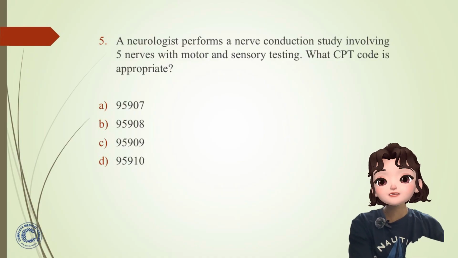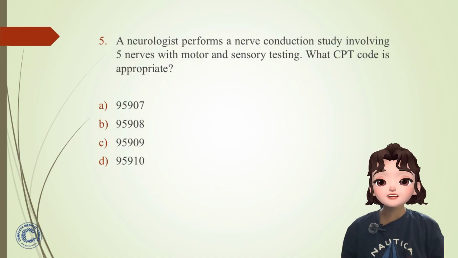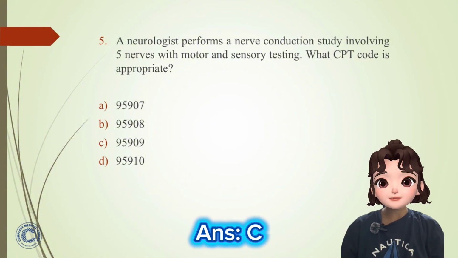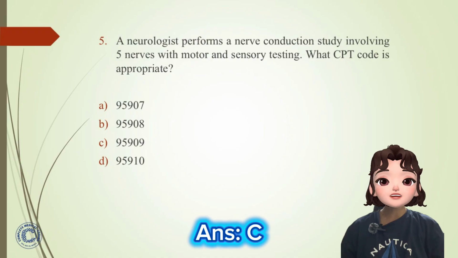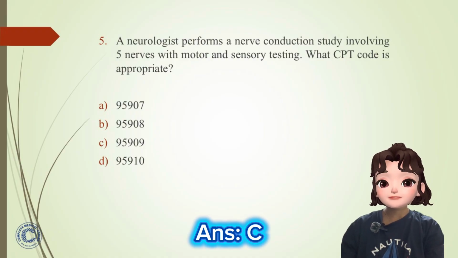So here 5 nerves is mentioned. 5 nerves means it represents 5 studies. So answer here is option C. Nerve conduction studies for 5 to 6 studies. All right, 95909, option C. Okay.